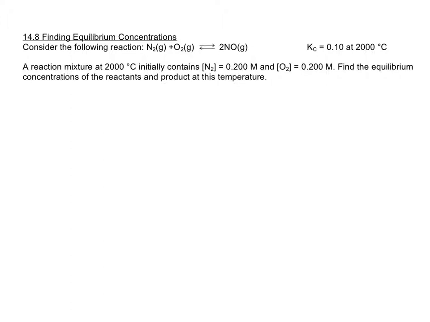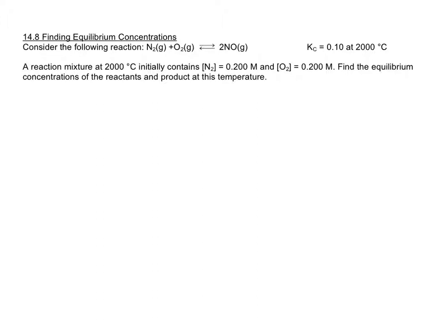The Kc for this reaction is 0.10 at 2000 degrees Celsius. So if we have a reaction mixture at 2000 degrees that initially contains 0.2 molar N2 and 0.2 molar O2, find the equilibrium concentrations of the reactants and the product at this temperature. We can just look at this and see that the Q value is going to be 0 because there are no products. So we know it has no choice but to shift toward the products.